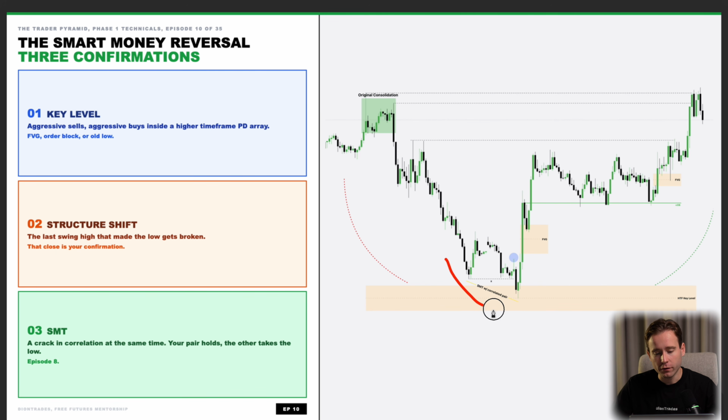So when you see a reaction from a key level, aggressive sells, aggressive buys, with a structure shift, with the liquidity sweep or SMT, you have a valid smart money reversal on your hands. And you can assume the price is now starting the buy side of the curve towards the old highs.